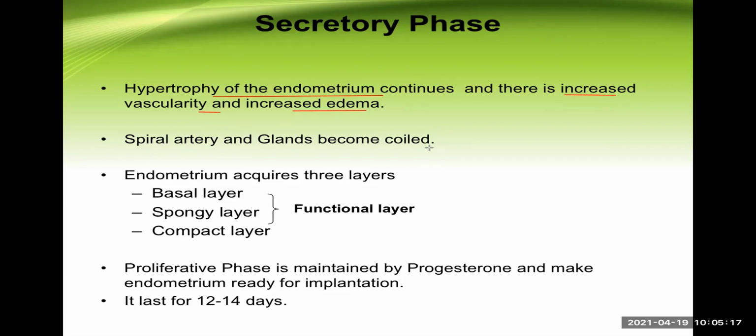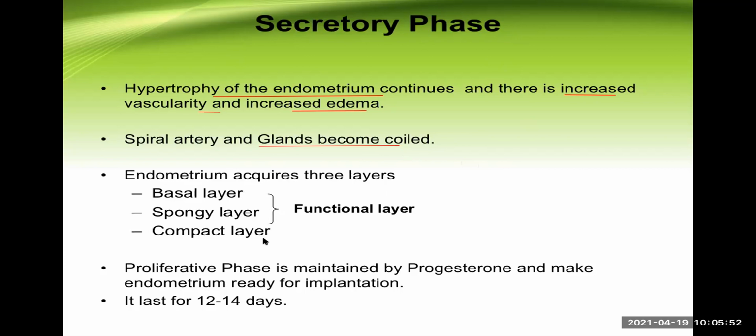development for the upcoming implantation. Always think like that, because the situation should be favorable. If the lady becomes pregnant, the fertilized ovum should be implanted there, and all this environment is for that purpose. The spiral artery and the glands become coiled here. The endometrium acquires three layers during this time: basal layer, spongy layer, and compact layer.